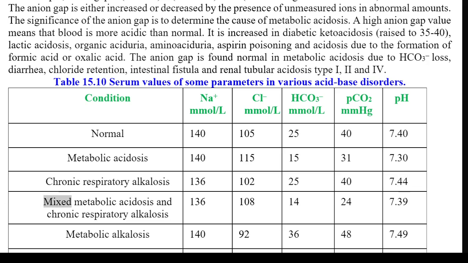7.44. Mixed metabolic acidosis and chronic respiratory alkalosis. 136. 108. 14. 24. 7.39. Metabolic alkalosis. 140. 92. 36. 48.